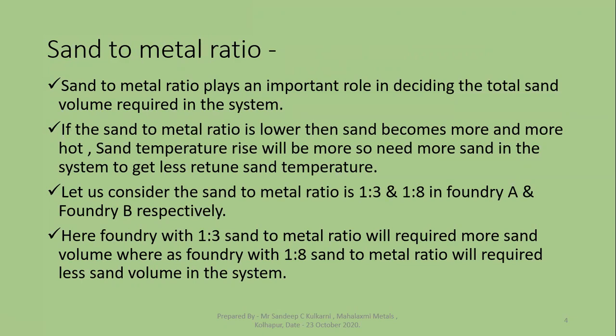Whereas in the 1 to 8 sand to metal ratio foundry, that is foundry B, the ratio is on the higher side, so the sand will not become that hot. So definitely the sand volume required will be less than foundry A. So foundry B will require less sand than foundry A. So this is an important factor, that is sand to metal ratio.